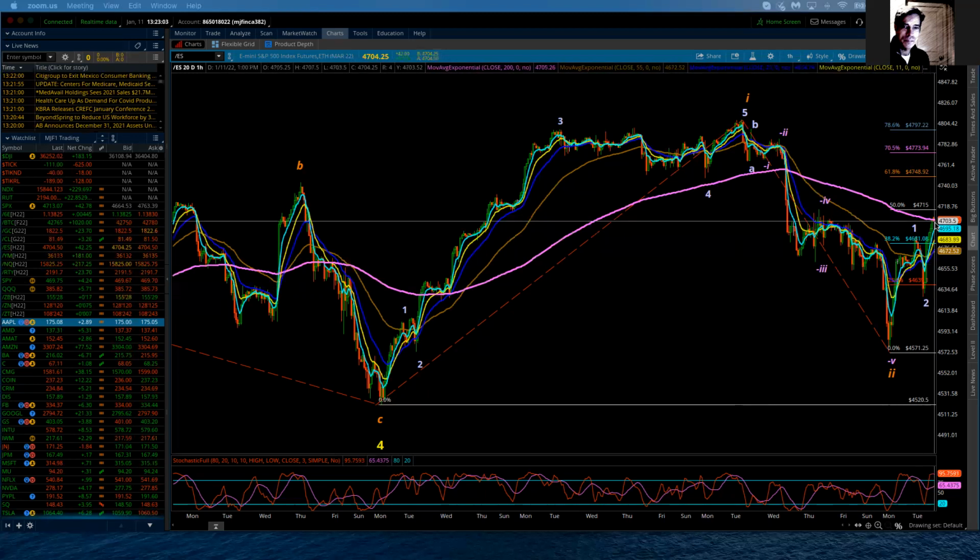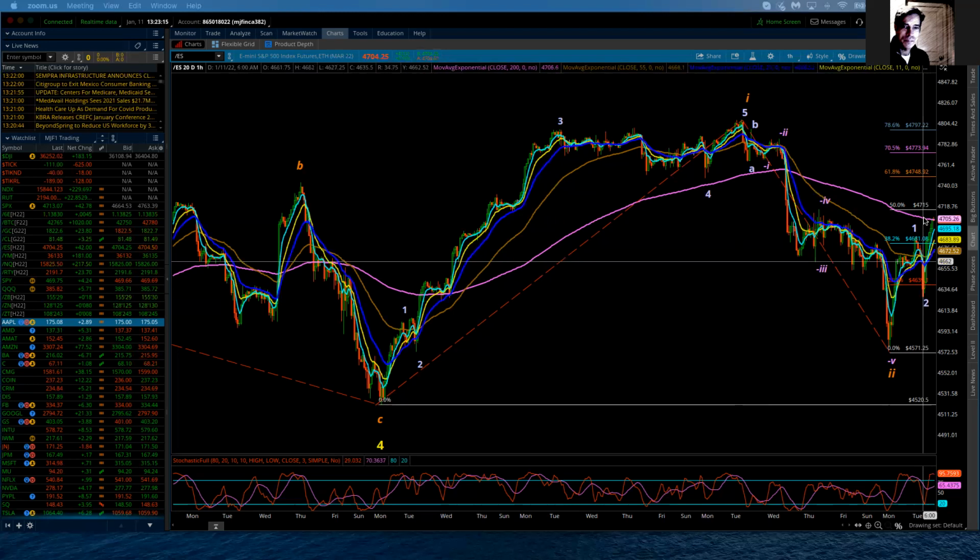It was a very solid, decent rally today. The S&P ended up at 42, and that's a decent rally. That's exactly what we were looking for. It got up to what I was expecting, the 200-day. Look for the pullback, look for continuation.